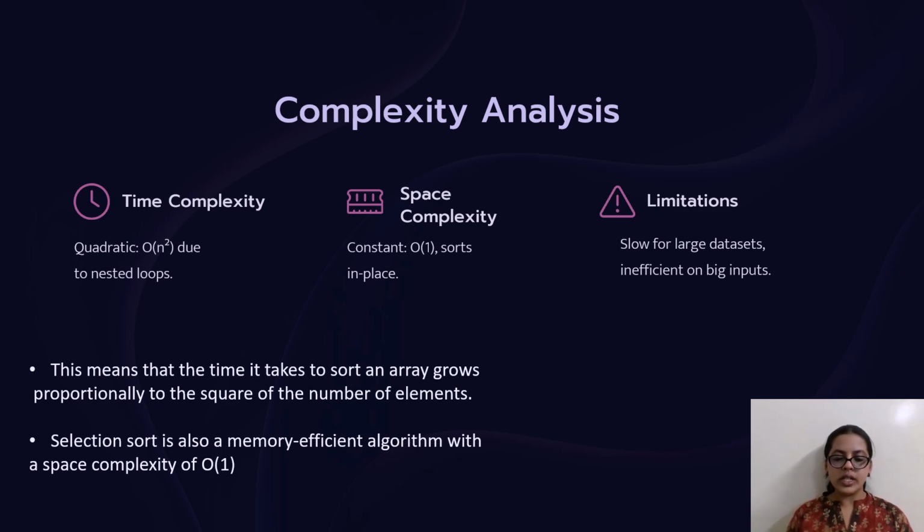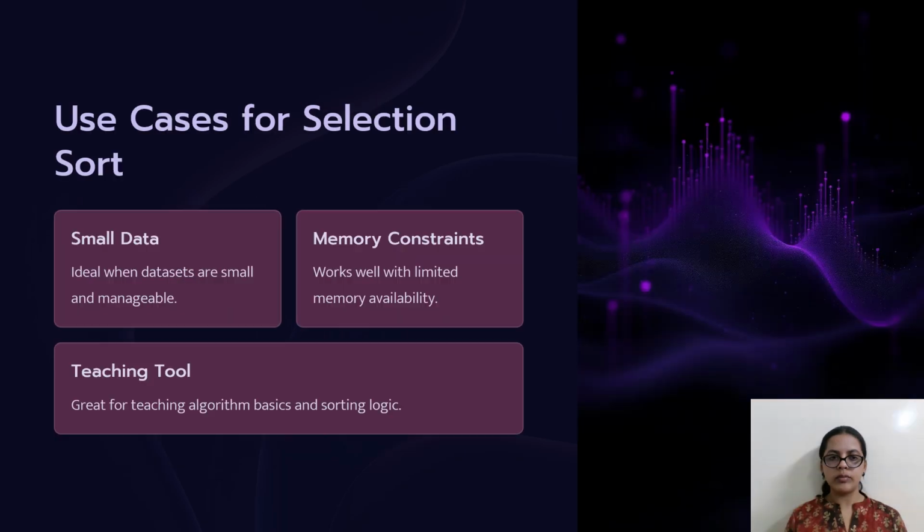No extra memory is used except for few variables, and limitations: slow for larger data sets, inefficient on big inputs. This means that the time it takes to sort an array grows proportionally to the square of the number of elements. Selection sort is also a memory efficient algorithm with a space complexity of big O of 1.